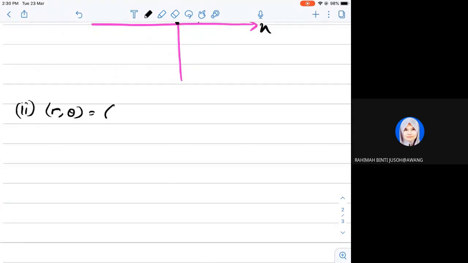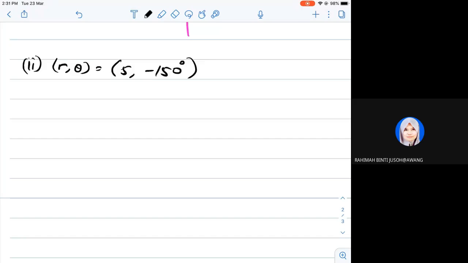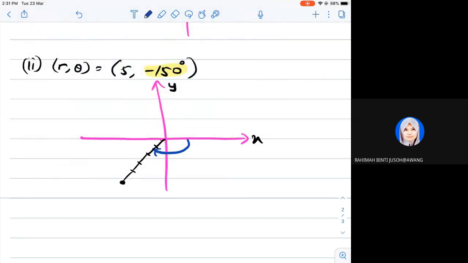Question number 2: r, theta equals 5, negative 150 degrees. Can you tell me where is the position of negative 150 degrees? The third quadrant. Okay, very good. Why third quadrant? Since the angle is negative, the rotation should be clockwise. So we start here until here. That's why the coordinate is located in the third quadrant. So we have 1, 2, 3, 4, 5, like this. The angle is negative 150 degrees, so this is the position of 5, negative 150 degrees.